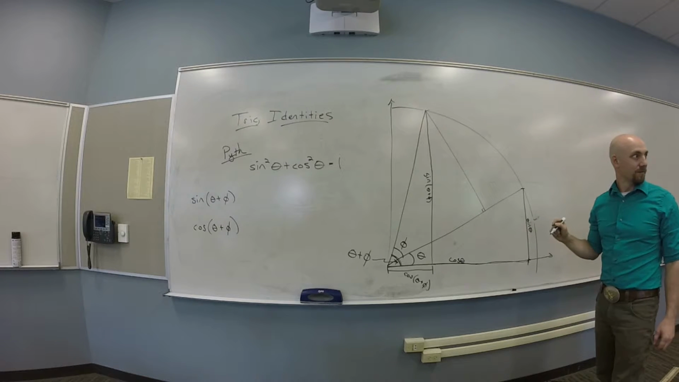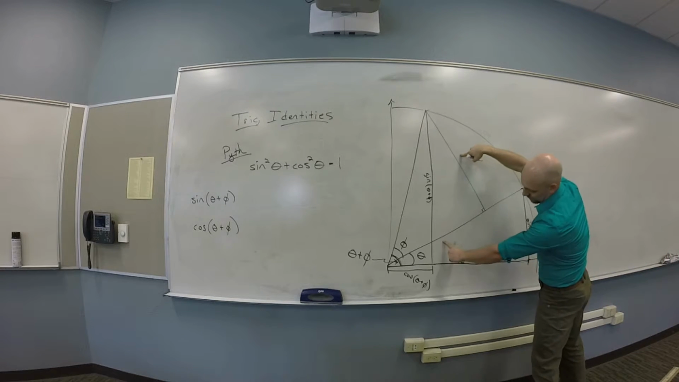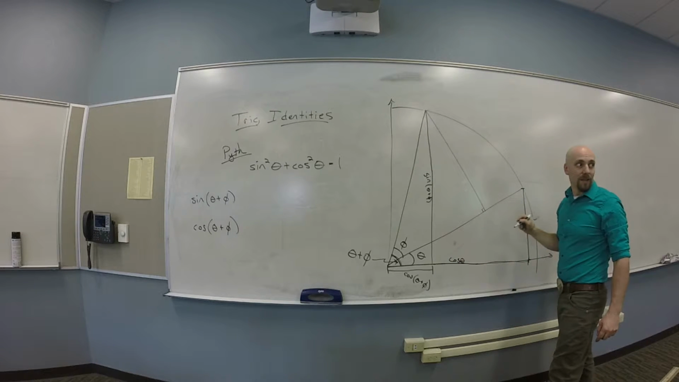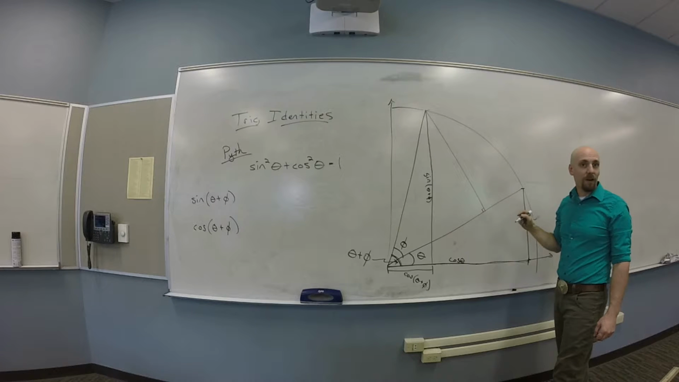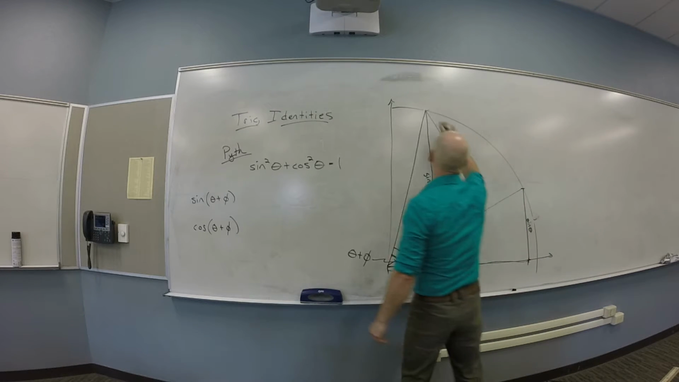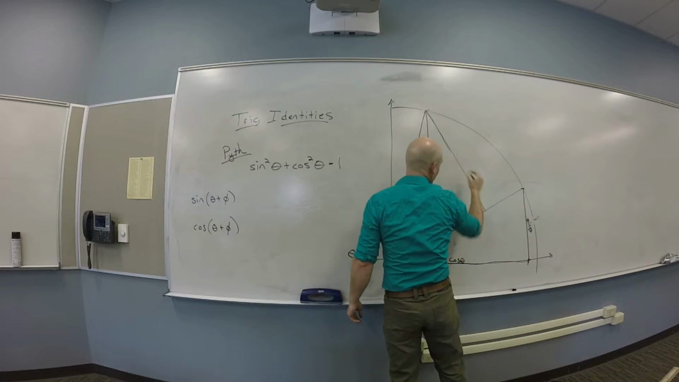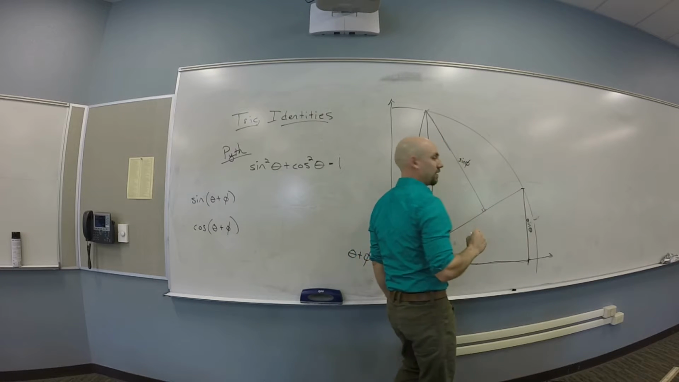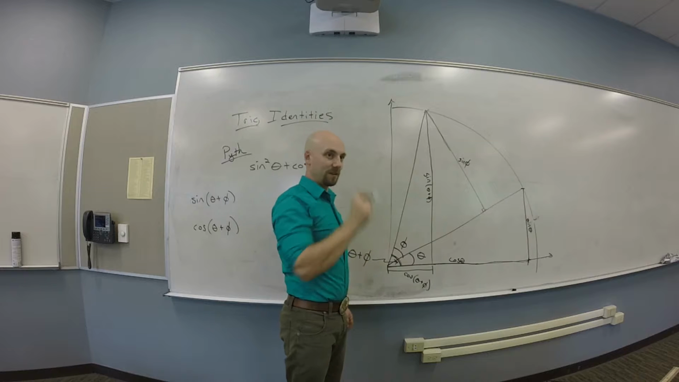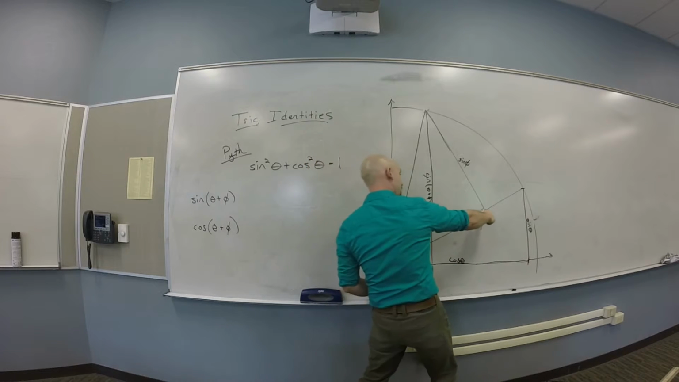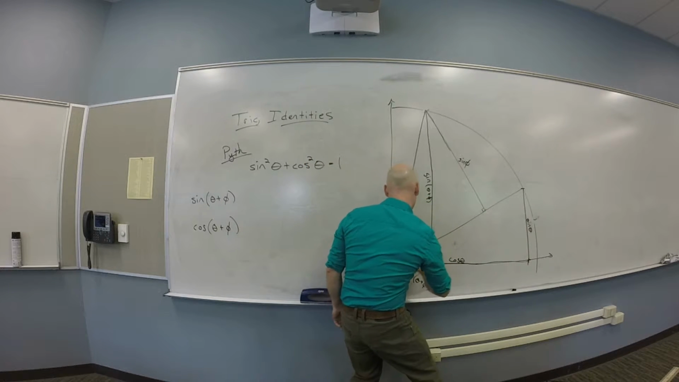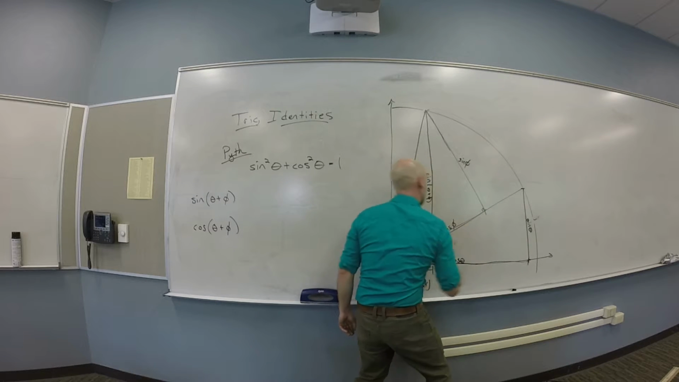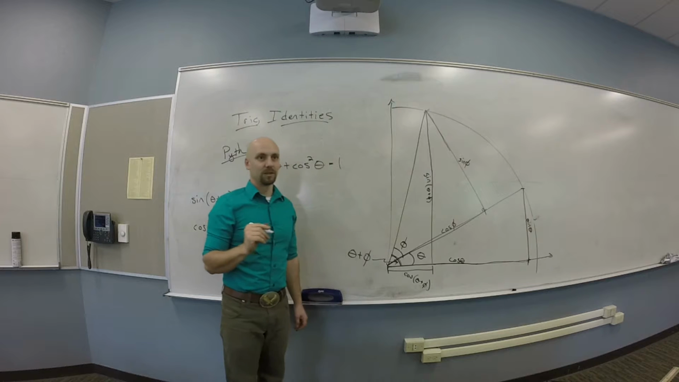Okay, so what are those two sides? Those are sine and cosine of phi. So this whole distance here is sine of phi, and this guy here is cosine of phi. You guys with me on that?